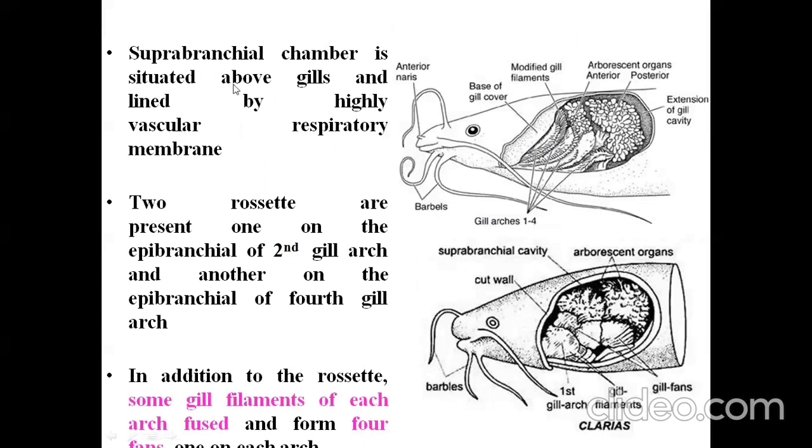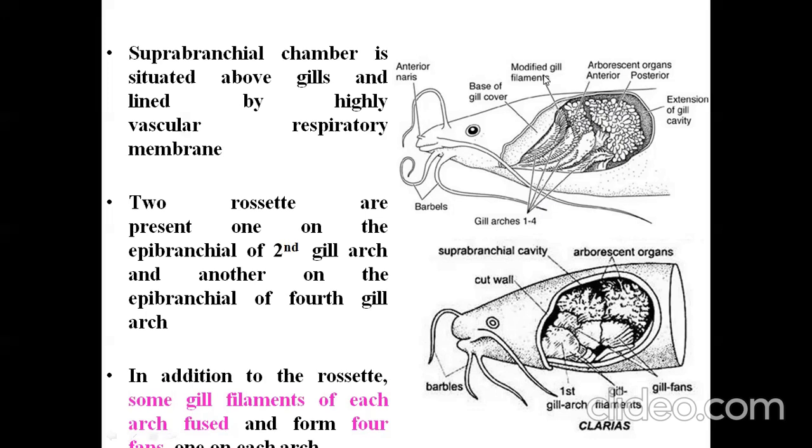So we'll see here. The suprabranchial chamber is situated above the gills, lined by a highly vascularized respiratory membrane. Two rosettes are present, one on the epibranchial of the second gill arch and another on the epibranchial of the fourth gill arch. So as we said, you can see two sets of arborescent organs, one on the second gill arch and another on the fourth gill arch. And in addition to the rosette, gill filaments are also there.